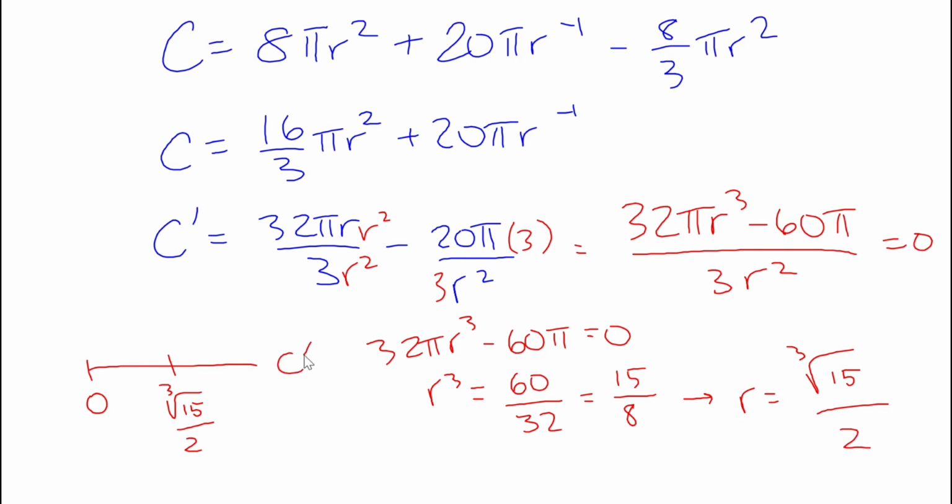If we plug in something more than the cube root of 15 over 2, like a billion, I think we can see that that's clearly going to be a positive number. And if we plug in something less than the cube root of 15 over 2, like, for example, 1, we end up with 32 pi minus 60 pi in our C prime. So that's a negative. And we can see that the cost is decreasing and then increasing, which means we have a minimum cost when the radius is the cube root of 15 over 2 feet. So we'll say that the radius is going to be the cube root of 15 over 2 feet.